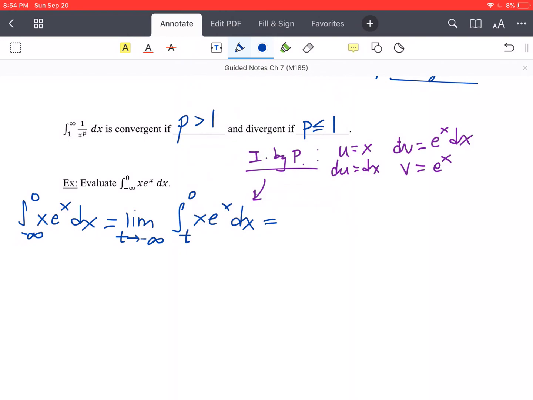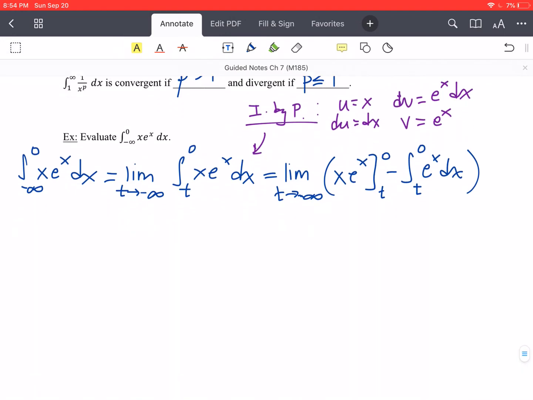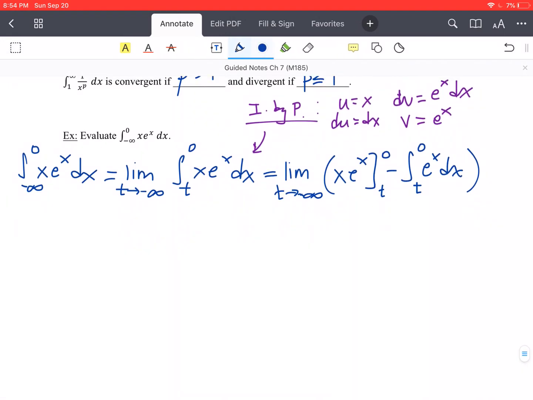So when we perform the integration by parts here, don't forget that that limit is still hanging out in front as t approaches negative infinity. Then we get u times v evaluated from t to 0, minus the integral from t to 0 of v du, so that's e to the x dx, which is something that we can integrate with relative ease because we know the antiderivative of e to the x.